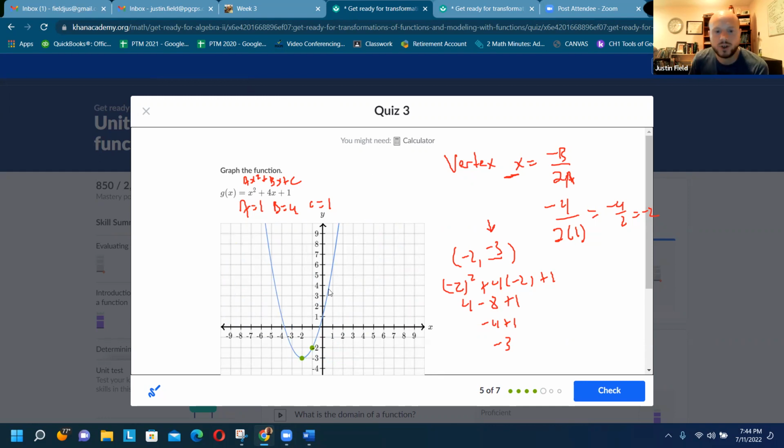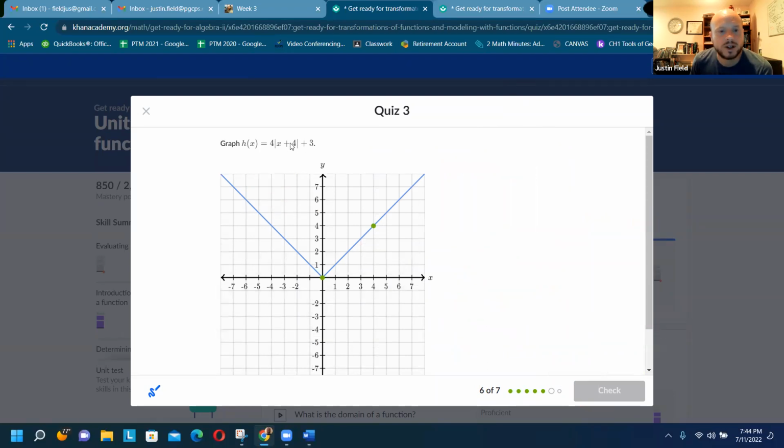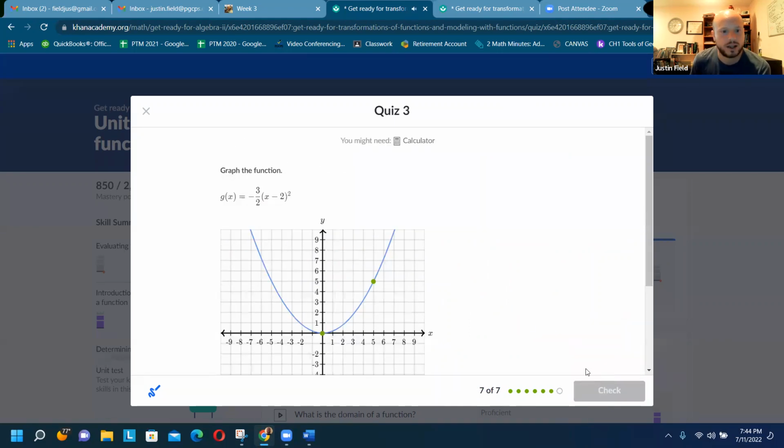If the a value was 2, I would go over 1, up 2 on either side. You know, it's kind of like the slope. So that's one thing. All right, this is a good one. So remember shifting. So this is left 4, up 3, and then that 4 out front means it. Well, let me show you what that means. So I'm going to go left 4, up 3, and then because there's a 4 on the outside, I'm going to go up 4. So over 1, up 4. So it works kind of like the quadratic.